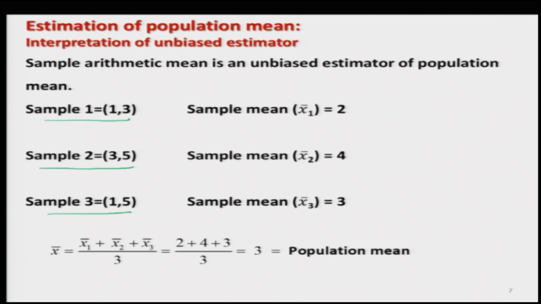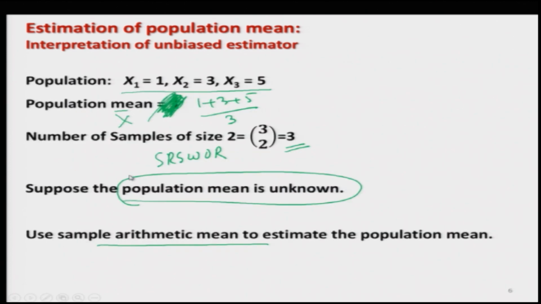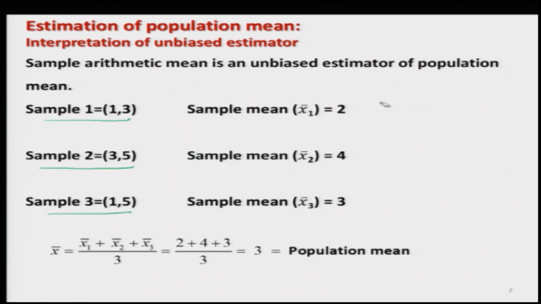If you take the values x1, x2, x3, you can see x1 is 1, x2 is 3 and x3 is 5. Now, if I consider the sample mean of the first sample, that is 1 plus 3 divided by 2, this is going to be 2. Similarly, the sample mean of the second sample is 3 plus 5 divided by 2, which is equal to 4, and the third sample mean is 1 plus 5 divided by 2, which is equal to 3. So now you can see I have got 3 sample means: 2, 4 and 3.